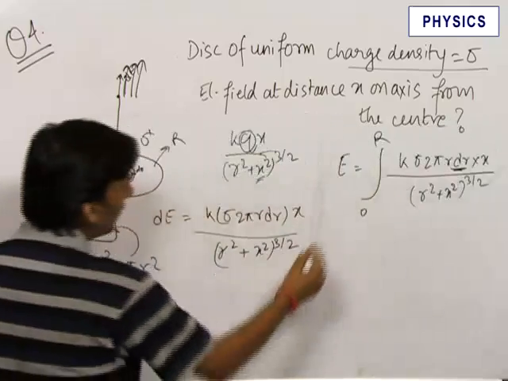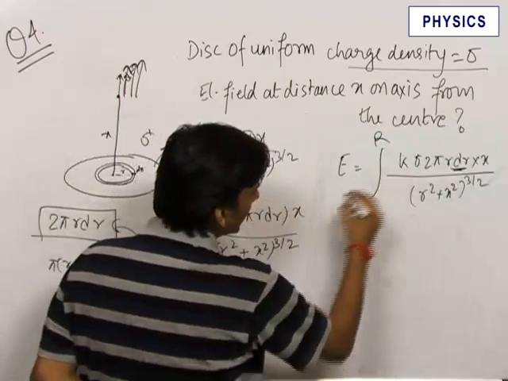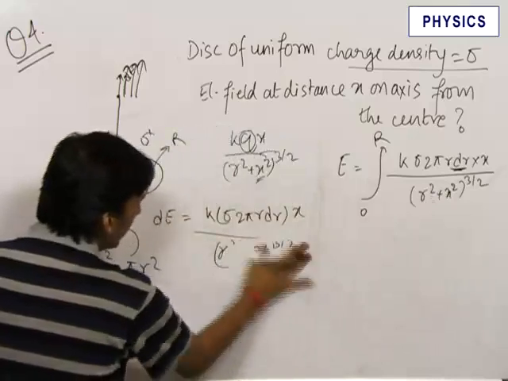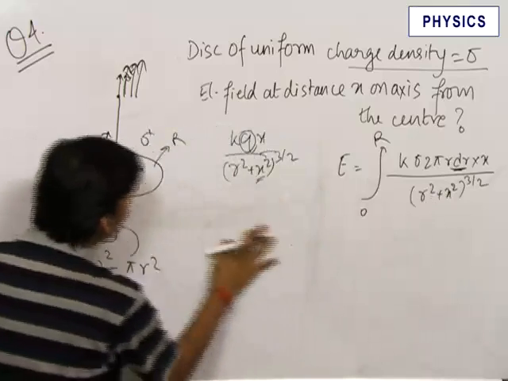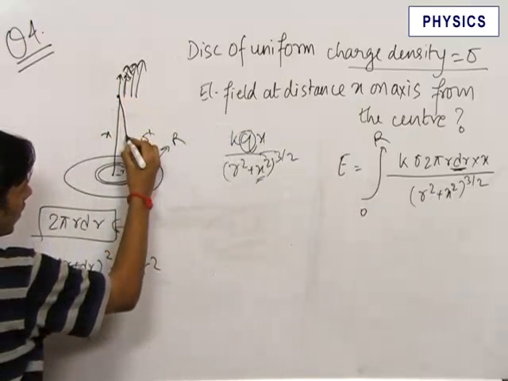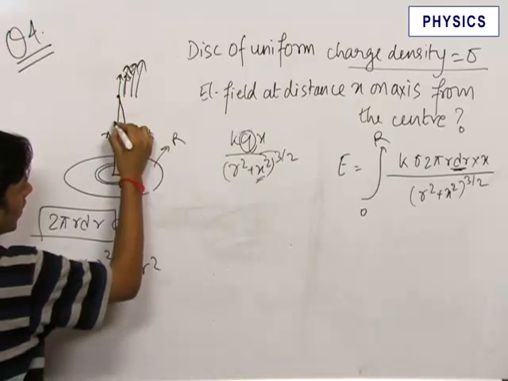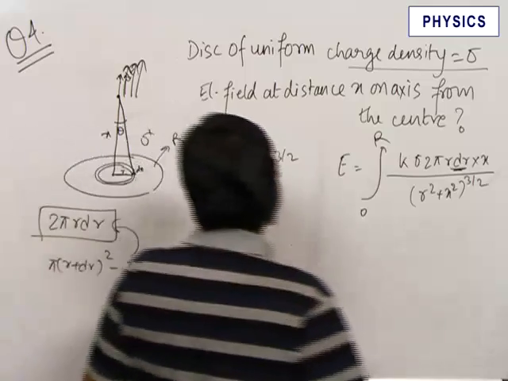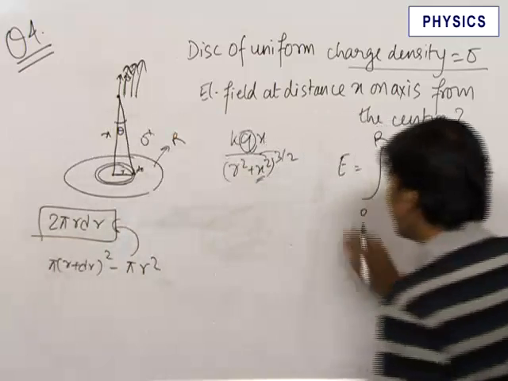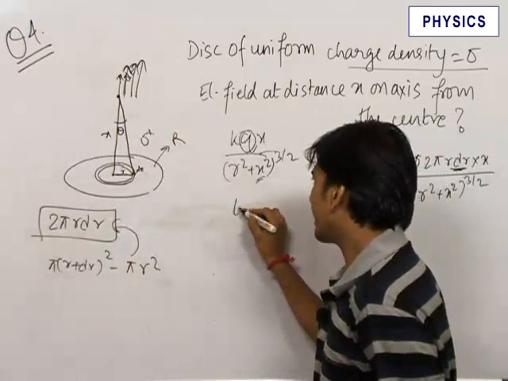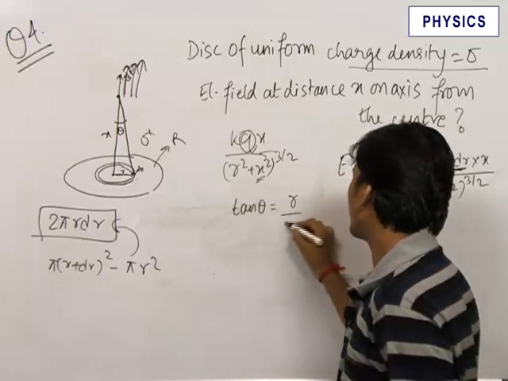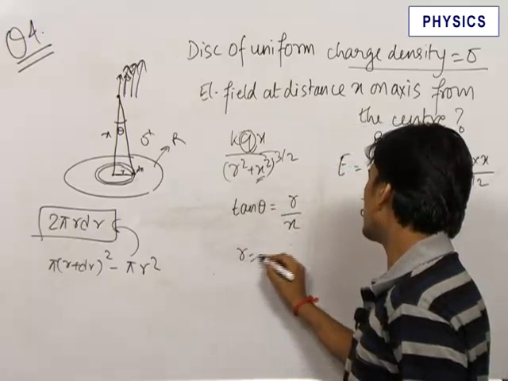Now we are seeing here that this integration is looking pretty difficult in terms of r. So in these type of questions, it is always preferable to solve this question in terms of angles, that is theta. Now this ring has a unique property that it subtends an angle of theta at this point. Therefore we can write tan theta is equal to r upon x, rather r is equal to x tan theta.